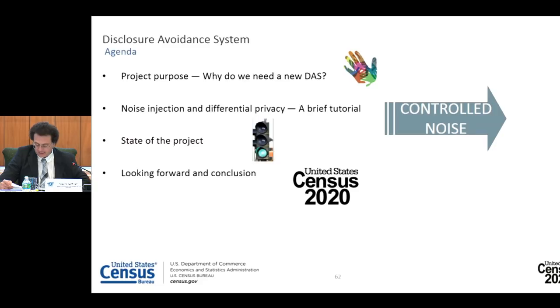I will then discuss the state of the project. As you can tell, our traffic light is green. Finally, I'll discuss the outlook for 2020 and conclude. So, next slide. Okay. To understand why we need a new disclosure avoidance system, we need to understand two key ideas: database reconstruction and household swapping.